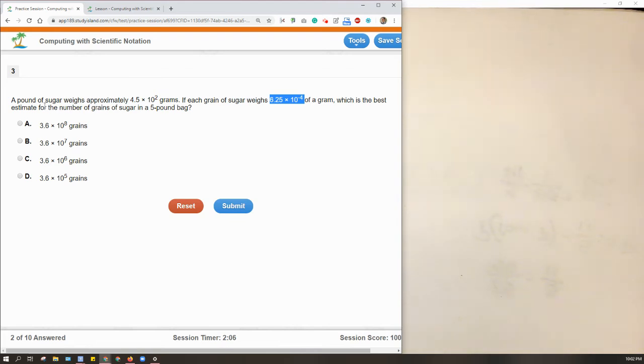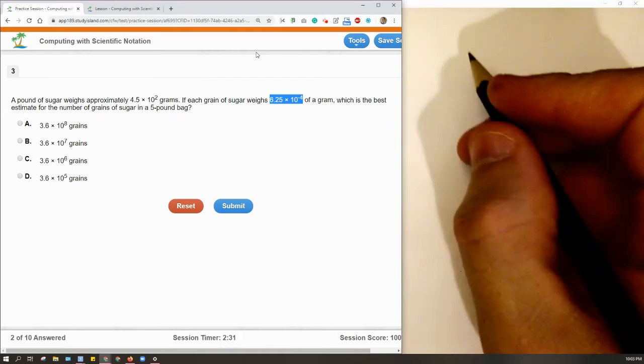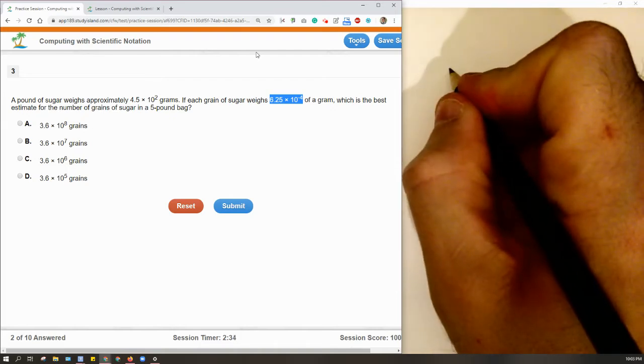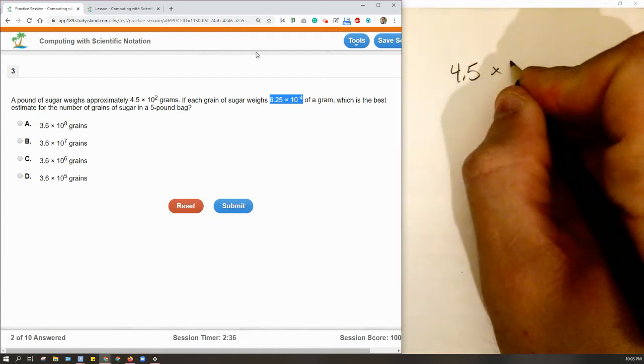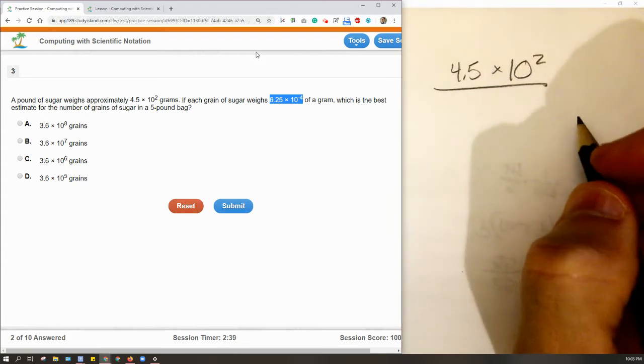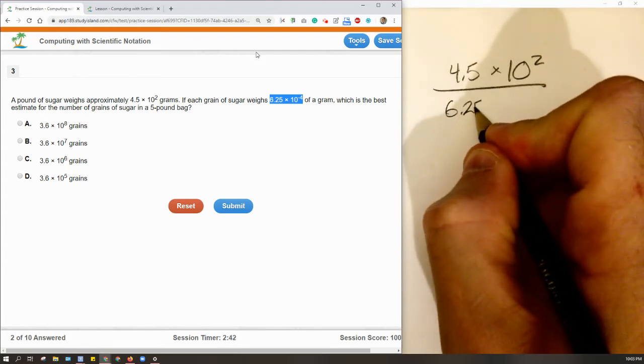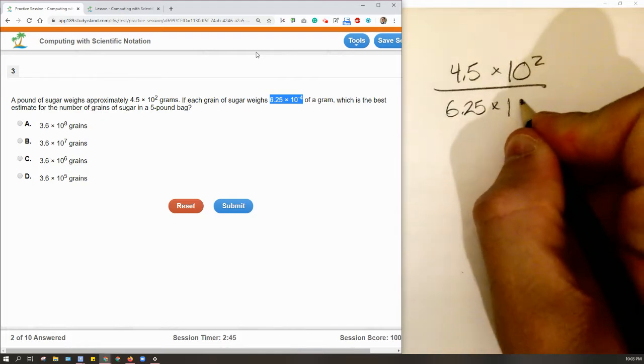We're going to say that a pound bag of sugar weighs this much total, and each little grain of sugar in the bag weighs this much total. So that's the division problem. We're going to take this number, 4.5 times 10 squared, and divide it by this number, 6.25 times 10 to the negative fourth. Now I like to write my division problems as fractions, so that's what I'm going to do here. I'm going to go ahead and write 4.5 times 10 squared divided by 6.25 times 10 to the negative fourth.